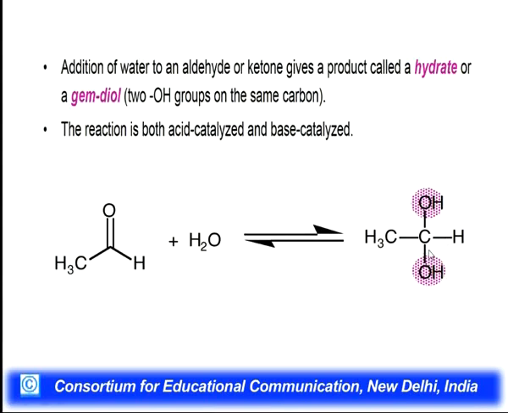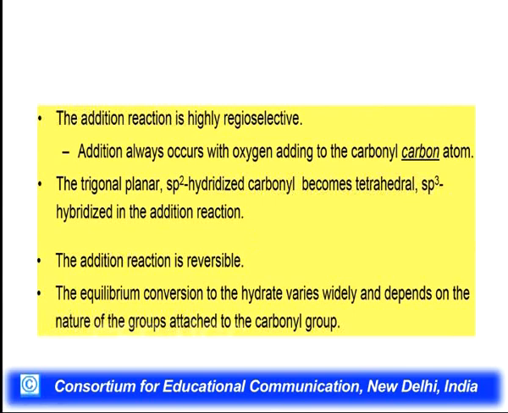Now what do I mean by saying it will give us a gem diol? That is, the two hydroxyl groups are attached to the same carbon, and we know that gem diols are not stable and we will not be able to isolate them, because for isolation we would have to distill it, and when we distill this product, the equilibrium will shift towards the left hand direction, resulting in the formation of acetaldehyde. So now let us look into the reaction mechanism of these two reactions, the acid catalyzed and the base catalyzed.